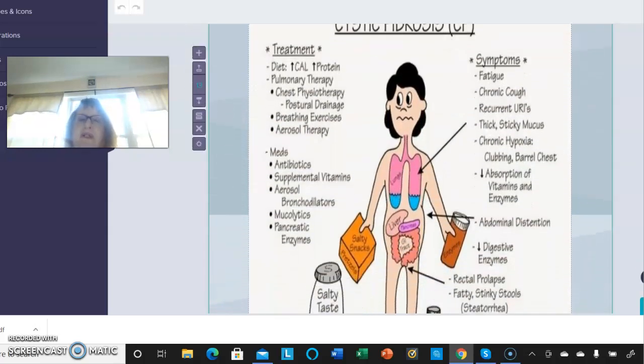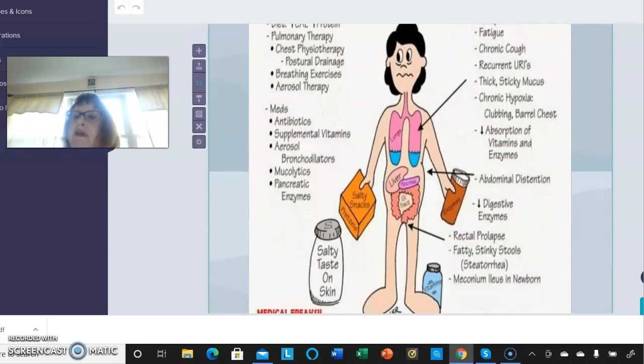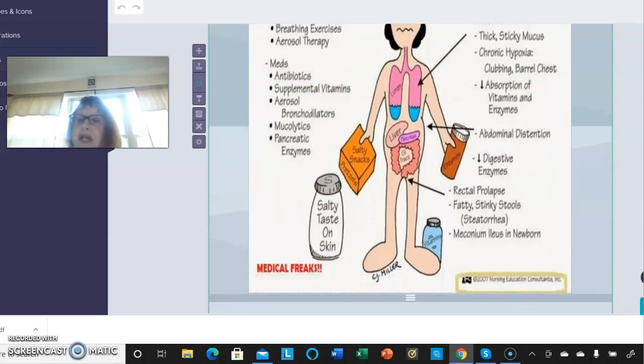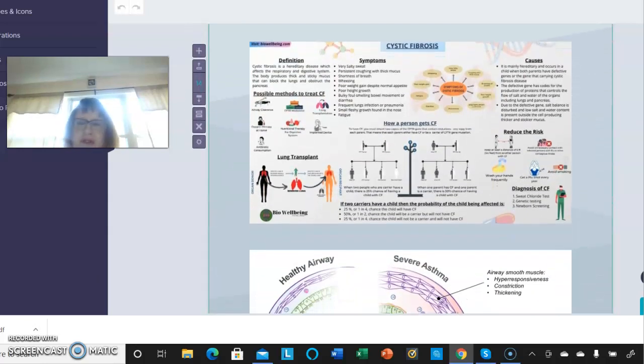Treatment of cystic fibrosis is a diet that's high in calories and high in protein, chest PT, postural drainage, breathing exercises, aerosol therapy, antibiotics, vitamins, bronchodilators, and pancreatic enzymes. Children also experience fatigue, chronic cough, recurrent upper respiratory infections, and chronic hypoxia. In later stages of cystic fibrosis, you also see clubbing and barrel chest. This picture is just an overview of cystic fibrosis.